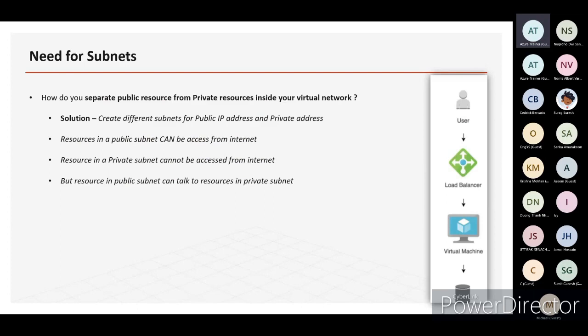Yesterday we have seen, when you are creating a virtual network, we are assigning a pool of IP addresses at creation time. Like you're designing 10.0.0.0/16, and we understood this gives around 65,536 IP addresses to your network.